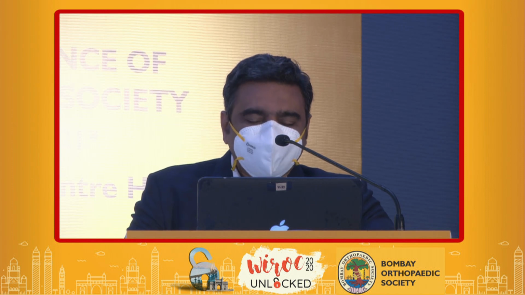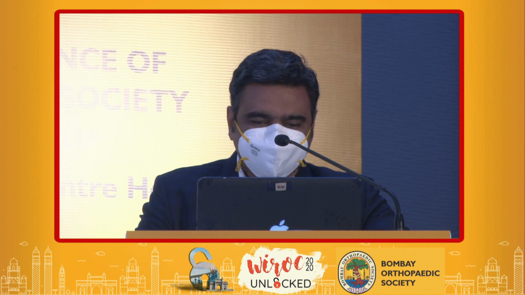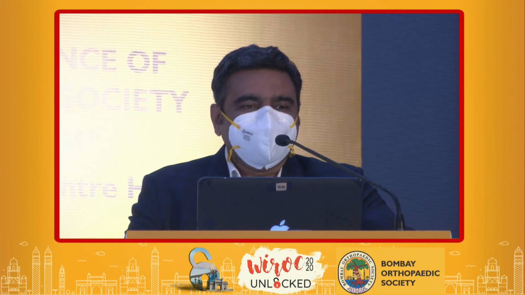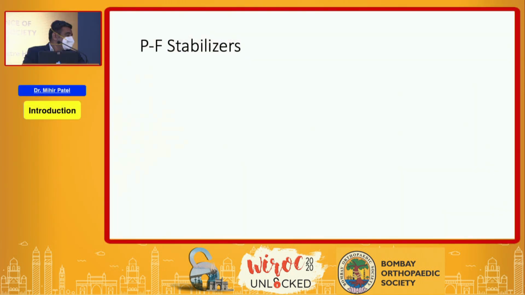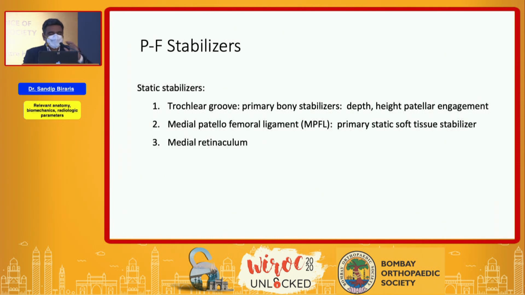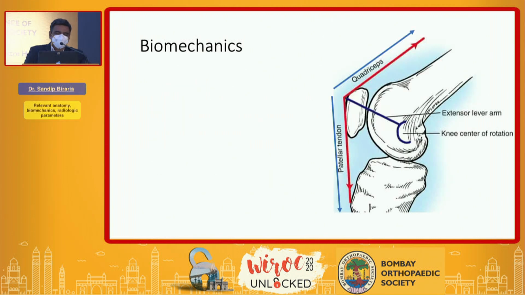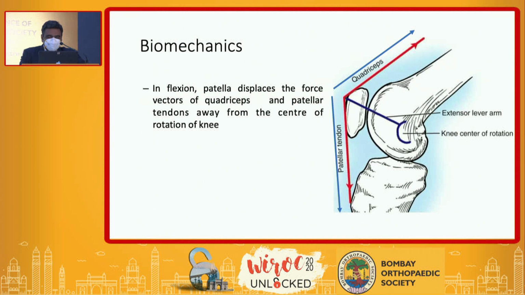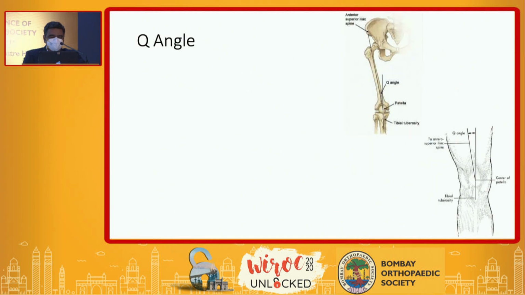Patellofemoral joint is a diarthrodial joint which is supported by numerous structures all around it. These usually are the stabilizers, which are static as well as dynamic stabilizers. They help in stabilizing the patella. When the knee is being flexed, the patella displaces the force vectors of the quadriceps and patellar tendon away from the center of rotation of the knee, which helps in improving the efficacy of the quadriceps contraction.